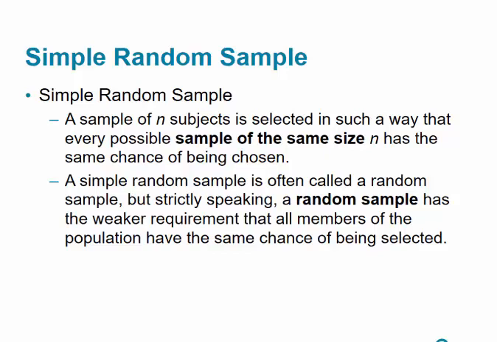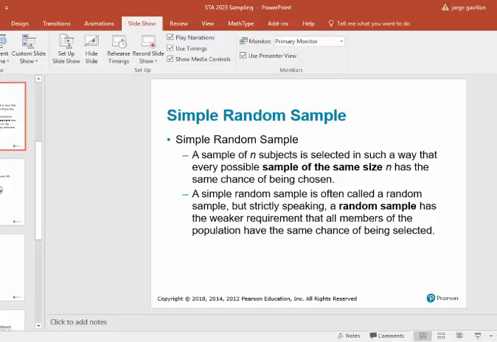So a random sample, a simple random sample, simply says that a sample of n subjects is selected in such a way that every possible sample of the same size n has the same chance of being chosen. Here they break it up into a simple random sample and a random sample, but the underlying theme is the same, that every single data point within the population has the same chance of being chosen. And so how do we do that using Excel?